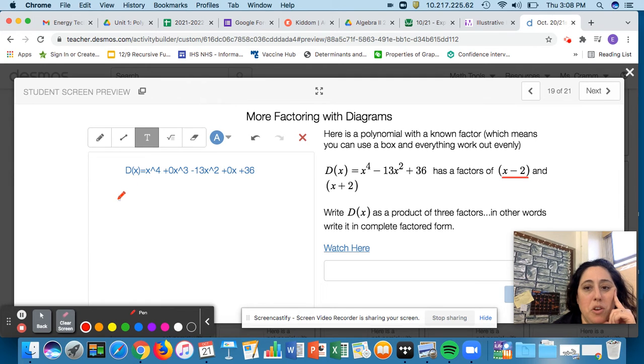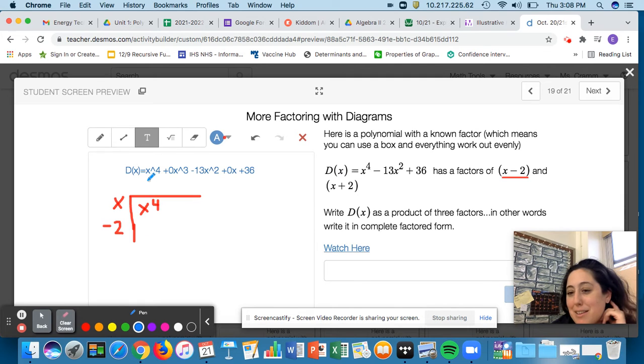Okay, so I know one of my factors is x minus 2. And when I start making my box, the top left-hand corner will have the first term, x to the fourth. Got it. All right, so now x times what gives me x to the fourth? Okay, so it's x to the third. Remember, you add the exponents when you're multiplying. So x to the third times negative 2 is negative 2x to the third.